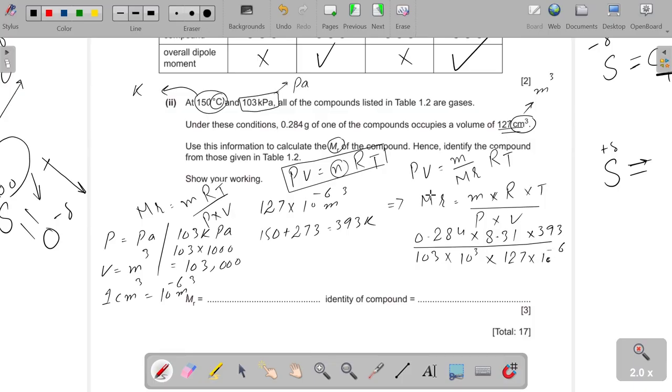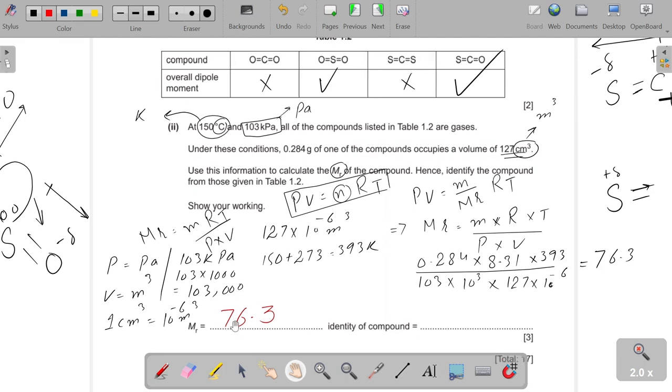Is it clear? So when you use your formula, hurry up, you should find its answer. And it should be equal to 76.3. What's the answer? You can write it here: 76.3. Understand? Identity of compound. Now we need to find out the MR of this compound. We need to find the MR 76.3.